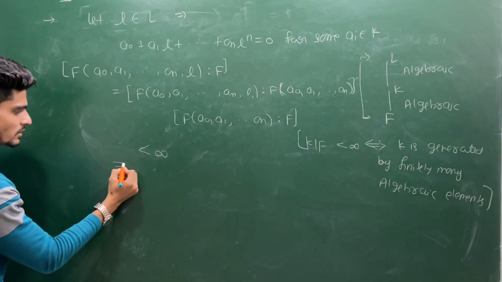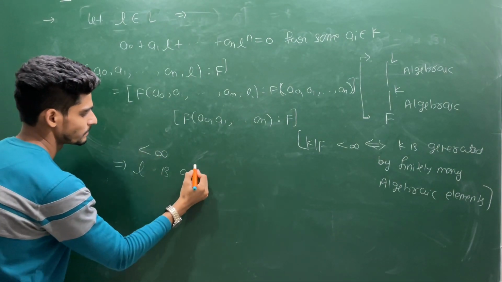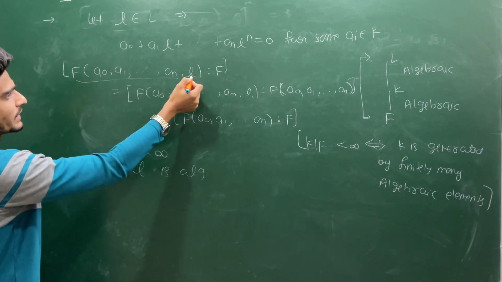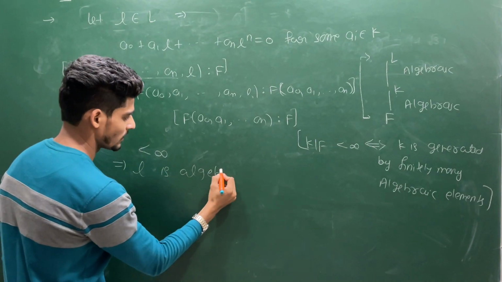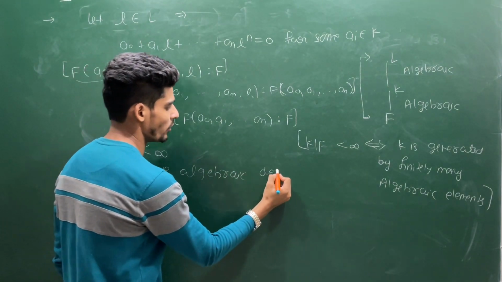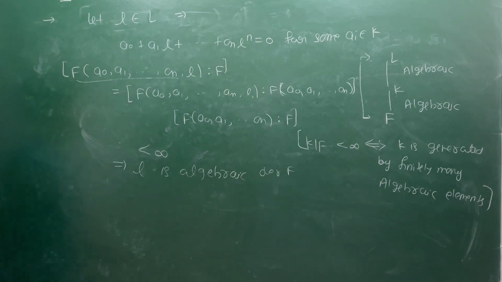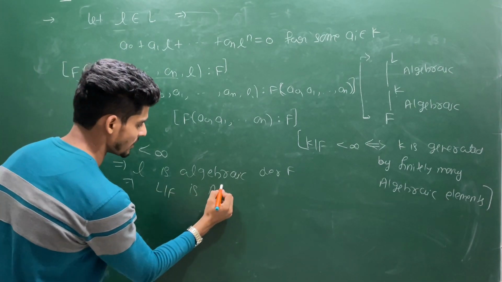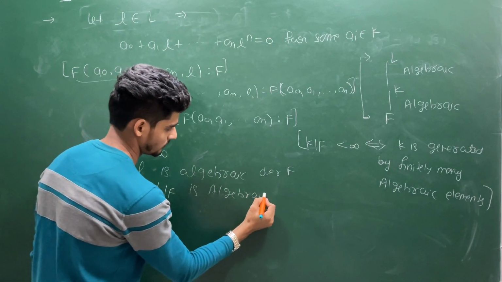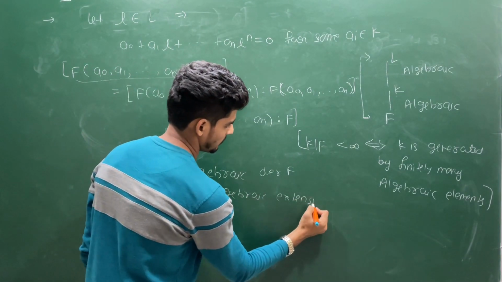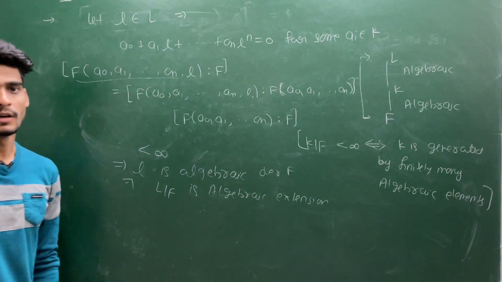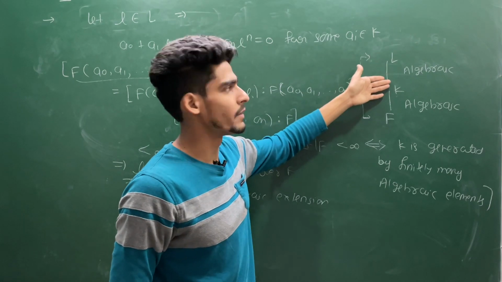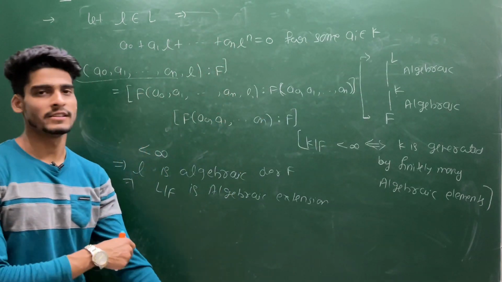So this is a particular case, because every element in this extension is algebraic. So in particular L is algebraic over F, and L was an arbitrary element. So this shows that L over F is an algebraic extension. So transitivity holds in algebraic extensions. If K over F is algebraic and L over K is algebraic, then L over F is again algebraic.